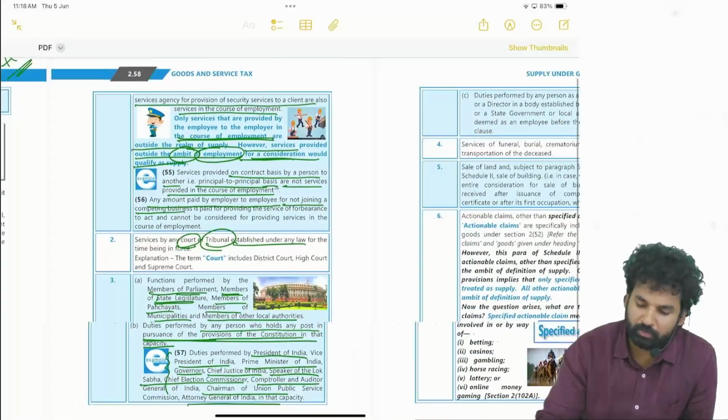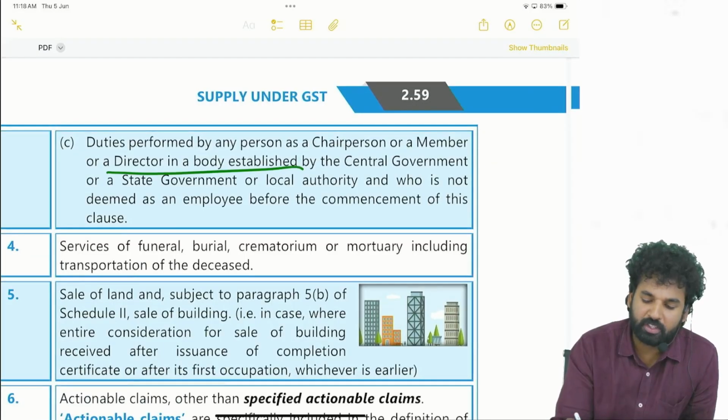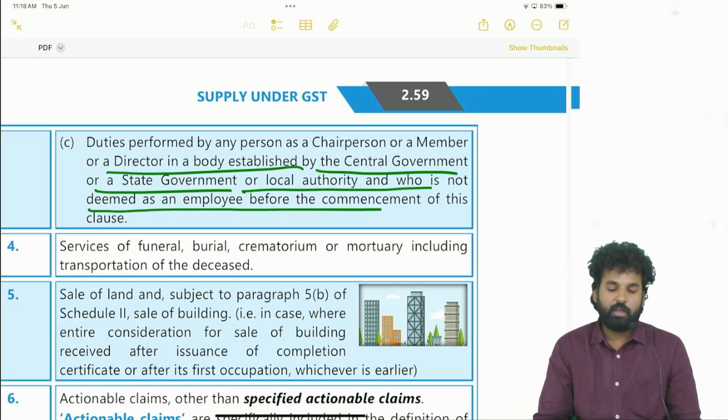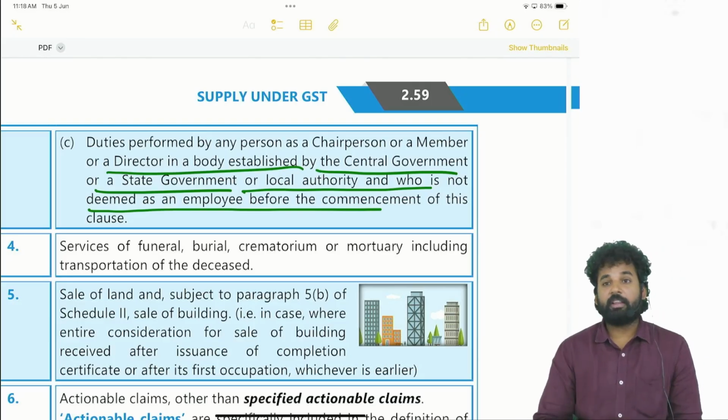Next, duties performed by any person as a chairperson or a member or a director in a body established by the central government, state government or a local authority, and who is not deemed as an employee before the commencement of this clause. They are not employees, but actually are appointed as a chairperson or a member or a director in the body established by the central government or state government, in a central government department or central government bodies.